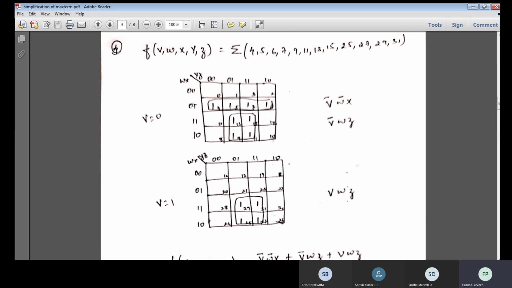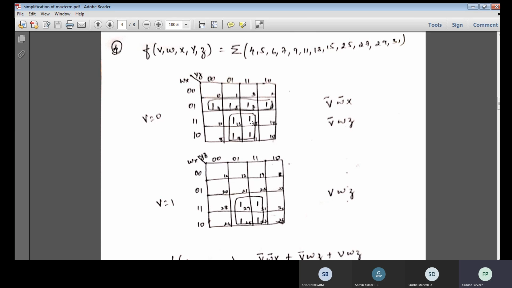So when it is W bar X, here it is V is equal to 0. So what you'll be getting is V bar, W bar X. As it has covered all the columns, I'll not be getting any variable over here. As this group is covering only this row, I'll be getting W bar X, V bar, W bar X.